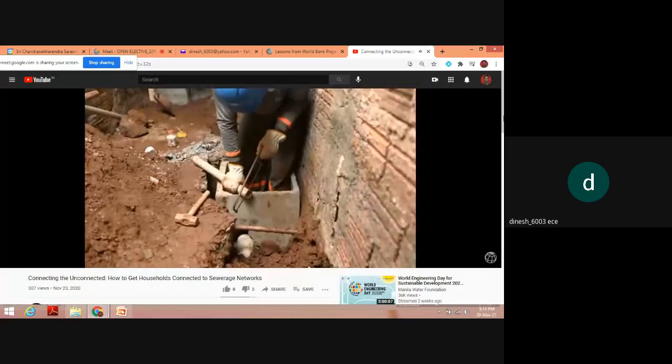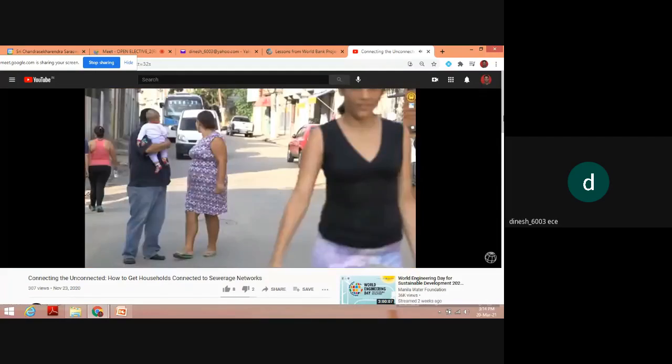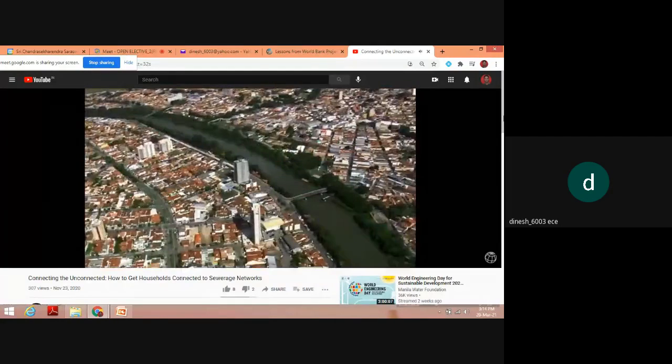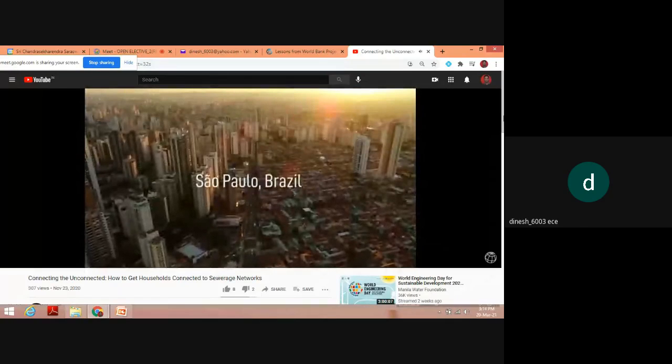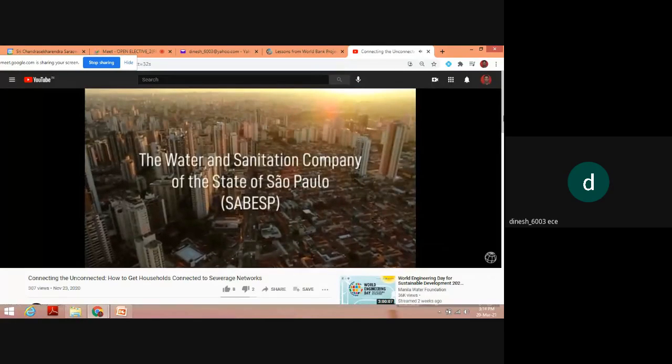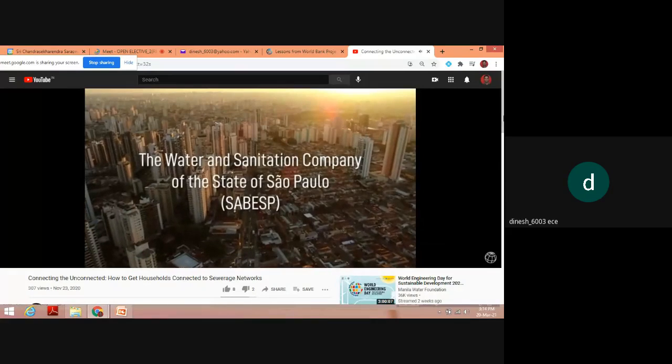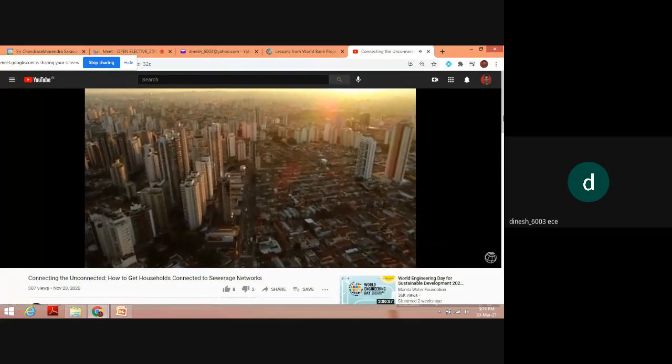Both state utilities have launched their own Connect to the Network programs to encourage residents to take advantage of the service for better health and quality of life and to protect the local environment. In Sao Paulo, the connections for low-income households are entirely subsidized by the state.